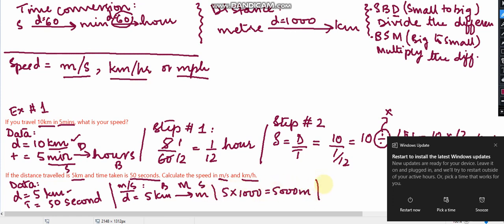So now comes the formula. Speed is equal to distance upon time, and then it's 5000 divided by 50 seconds. 0 and 0 cancel, 5 ones are 5, 5 tens are 50, and 5 zeros are 0. So your speed is 100 meters per second.